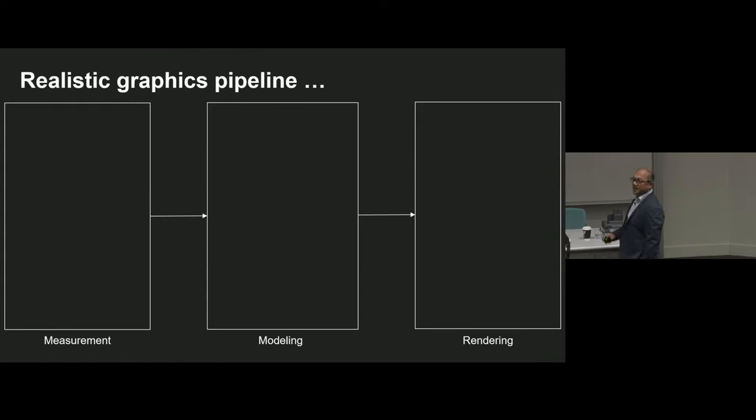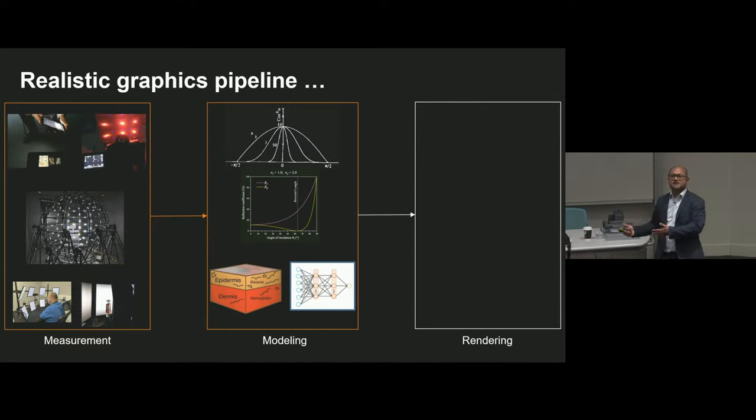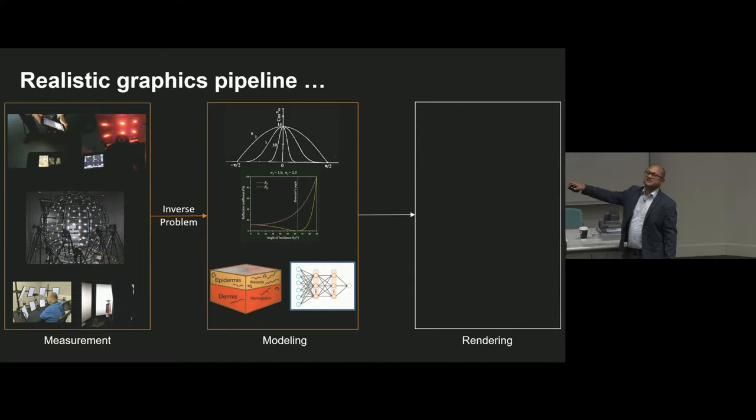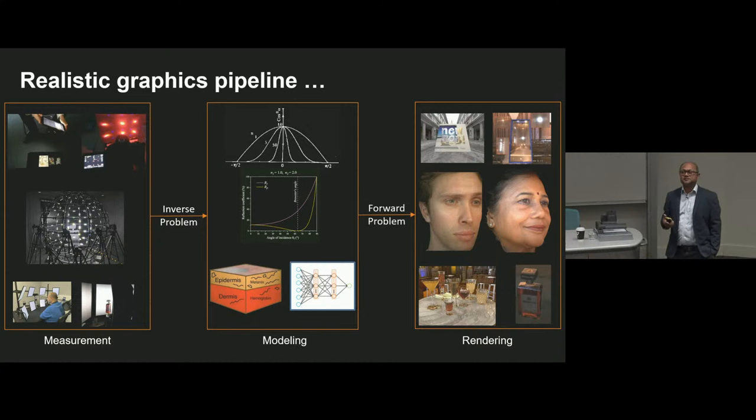So the way I see realistic computer graphics is it has three stages, at least from my research. We start with a measurement stage, and we develop various measurement protocols and apparatus and setups to essentially acquire the scene descriptions, geometry, or appearance. And then we usually fit that measurement to a model, which could be a mathematical model, or physics-based model, or more recently, even neural models. And when we do this, we have to go from measurement to modeling. We have to solve an inverse problem. Once we've done this, we can then drive the forward problem of rendering to hopefully produce photorealistic images on the output.